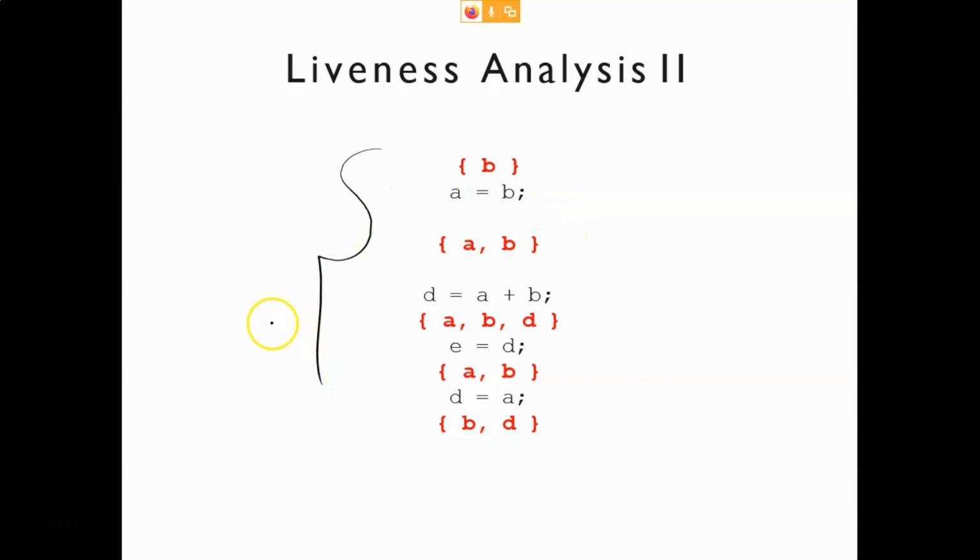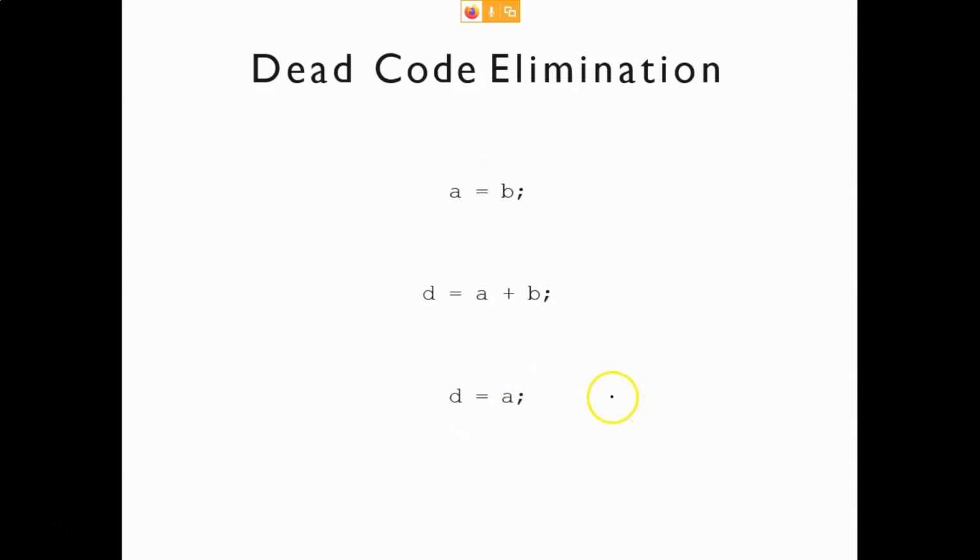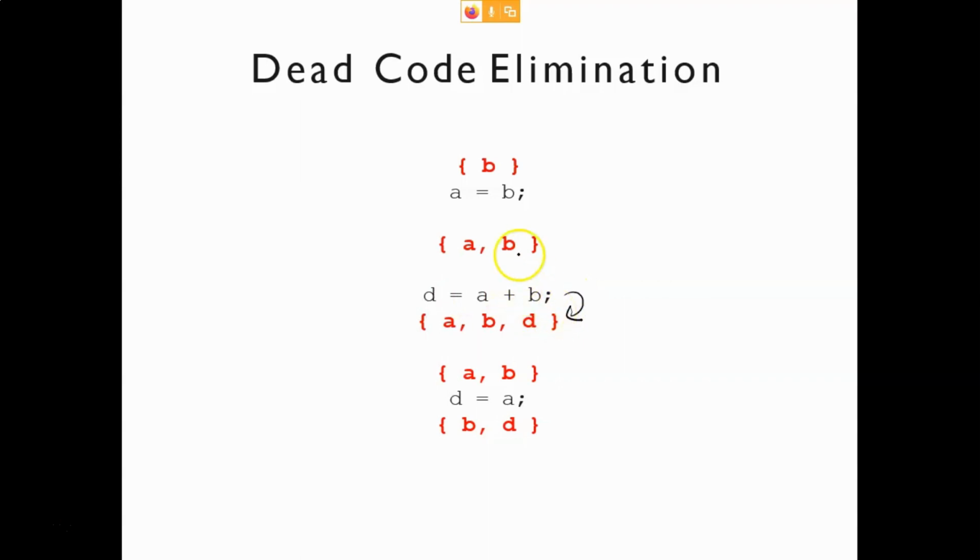Now we can do dead code elimination again. See here, this b and d are live, so there is nothing to change here. But you can remove this. Why? Because at this point the variable e is not live, so you can remove this. Now this d is live, so there is nothing to remove. Similarly this a is live, so nothing to remove.